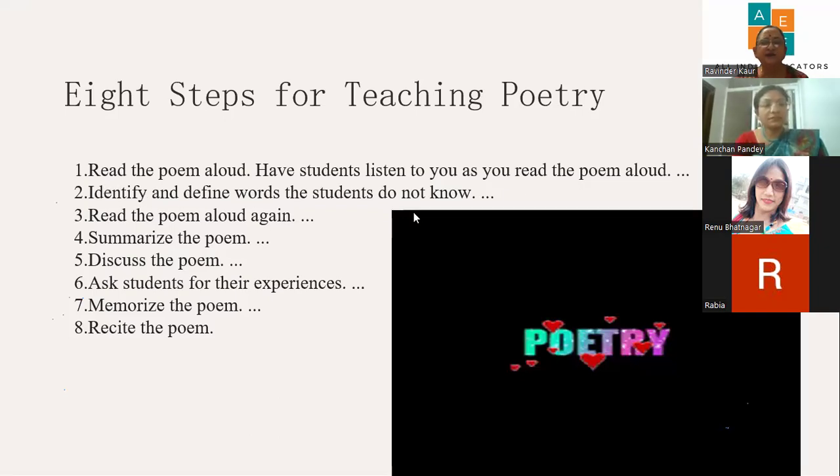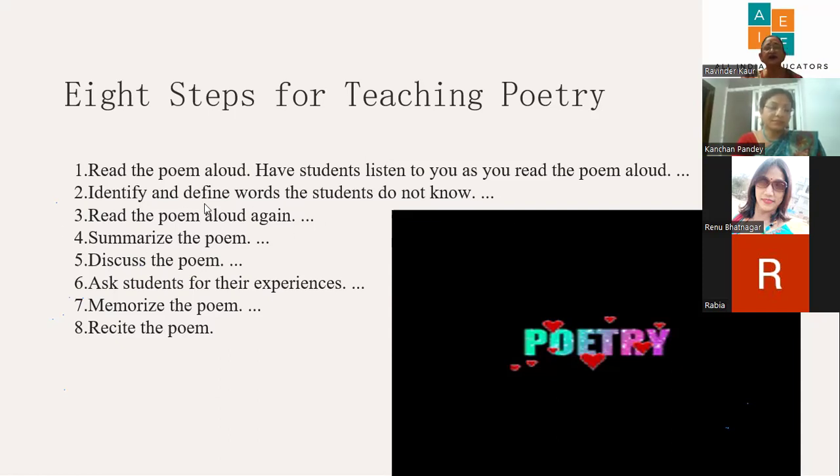So for the junior students, we can follow these simple steps. Now, this is our first duty, to read the poem aloud. Let the children listen and notice where is the stress, how is the rhythm, what the poet is trying to say and in which mood. How the teacher is speaking affects a lot. Have students listen to you, because listening is equally important for the children. Like reading and writing, another part of learning is listening. So they must listen to it.